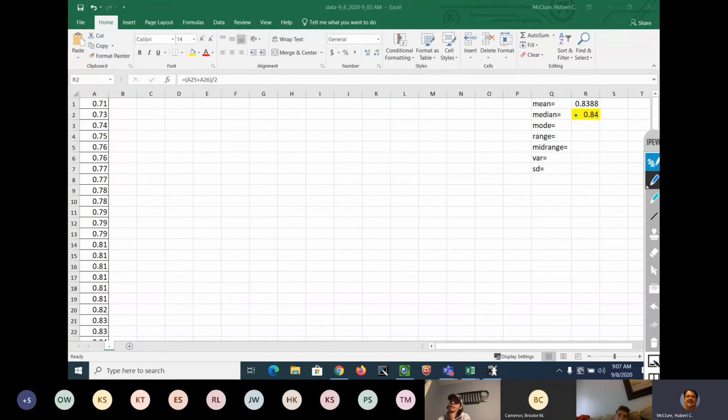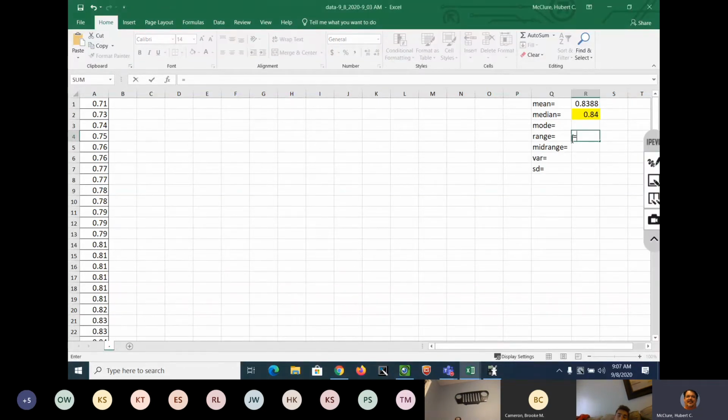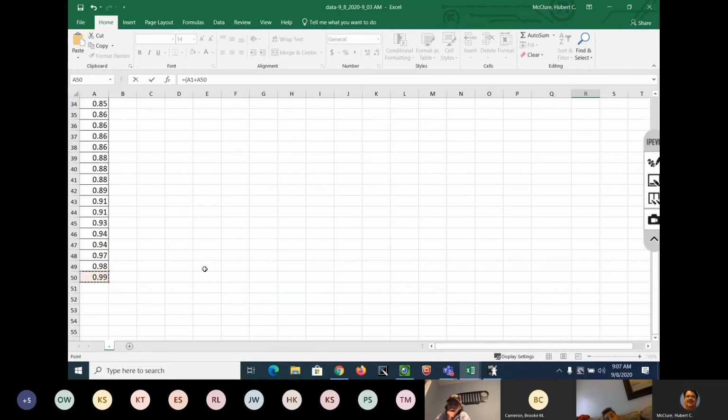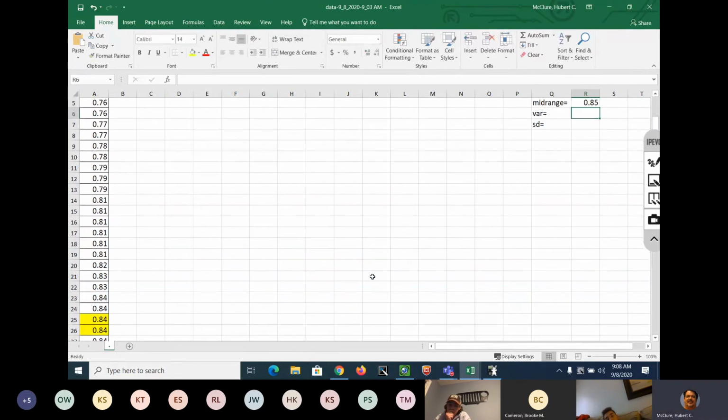Okay, these are decimals, and I'm going to let you find the mode. I'm not going to worry about the mode. I'm going to show you how to do the math. So let's do the math. The range is going to be equal to the highest minus the lowest. And the mid-range is going to be equal to the highest plus the lowest, or the lowest plus the highest, divided by 2. Okay, so that's our mid-range.